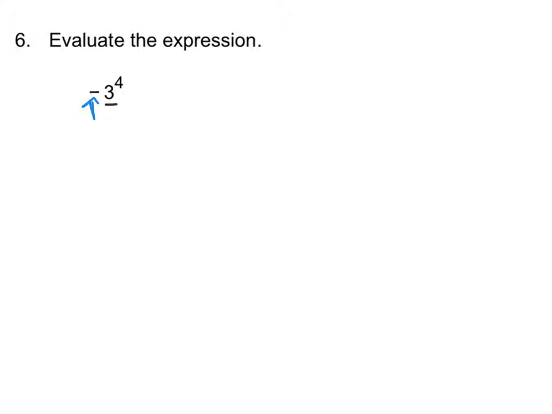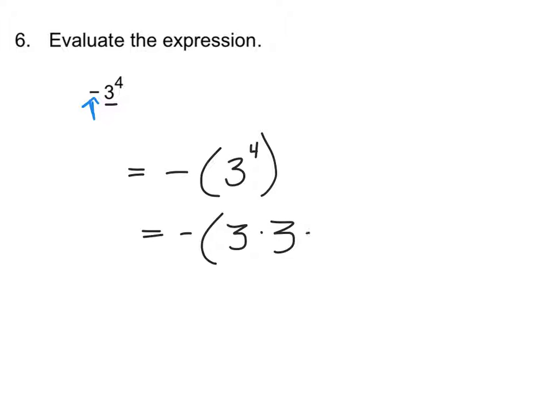So we can rewrite this as -3 to the 4th power. In other words, we're going to compute 3 to the 4th power and then take the negative of it. If we were to do this without a calculator, we would multiply 3 by itself 4 times. It would equal 3 times 3 times 3 times 3.